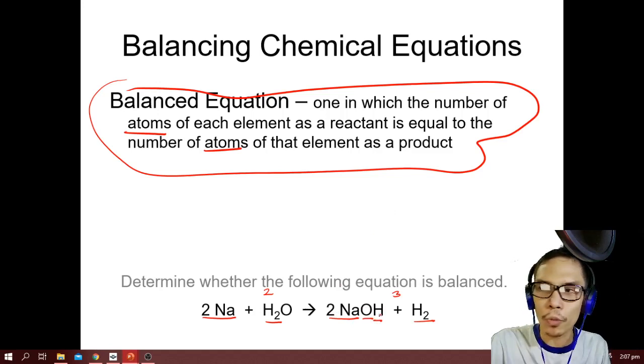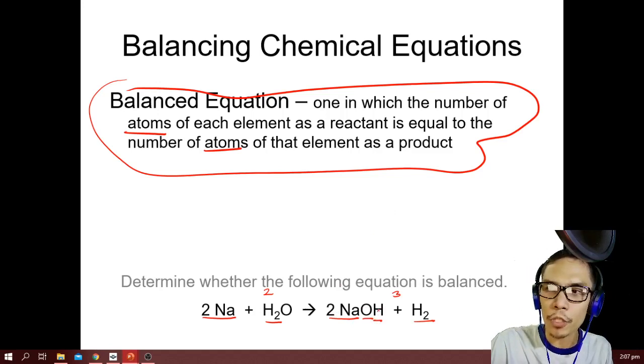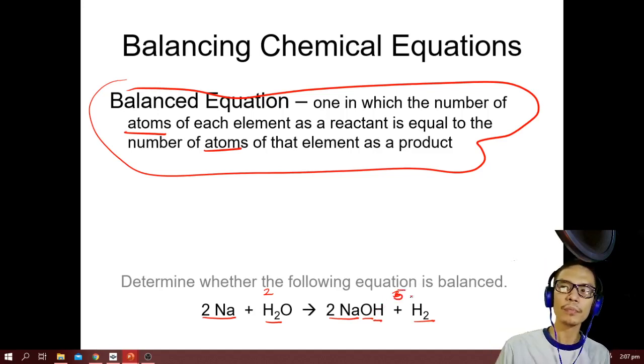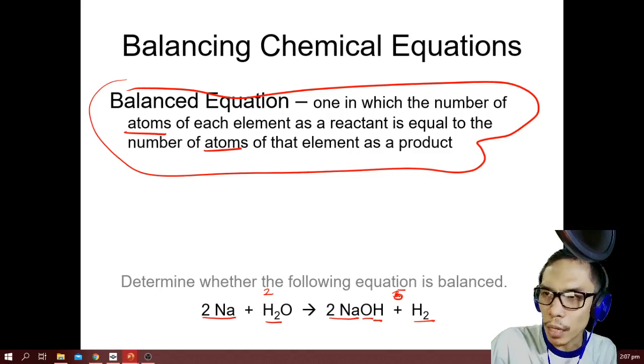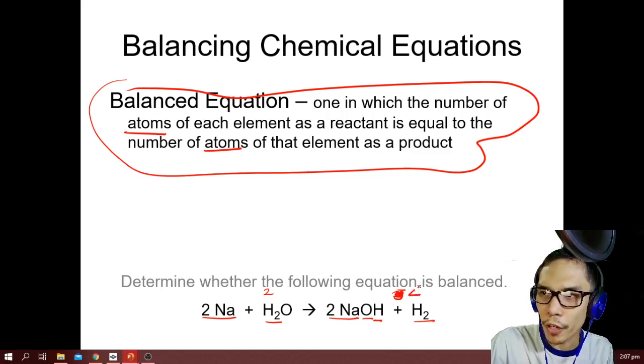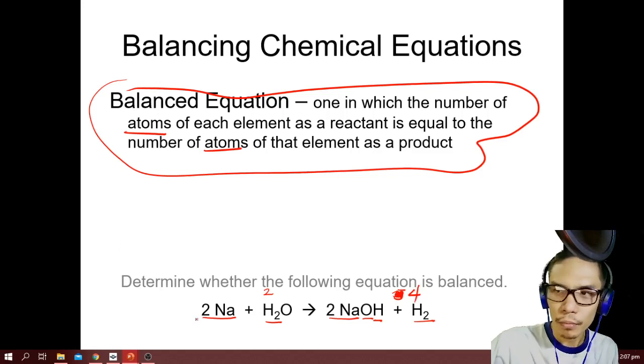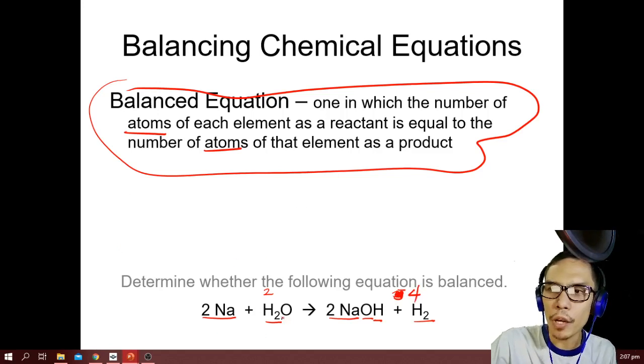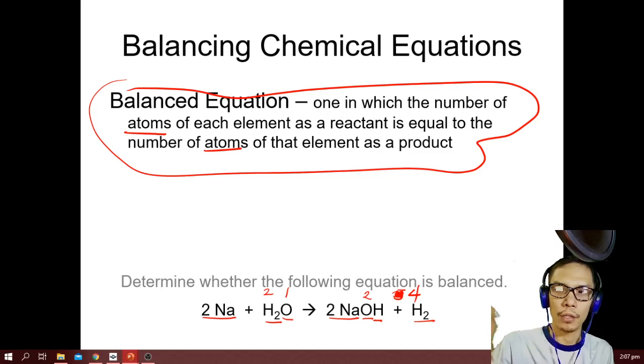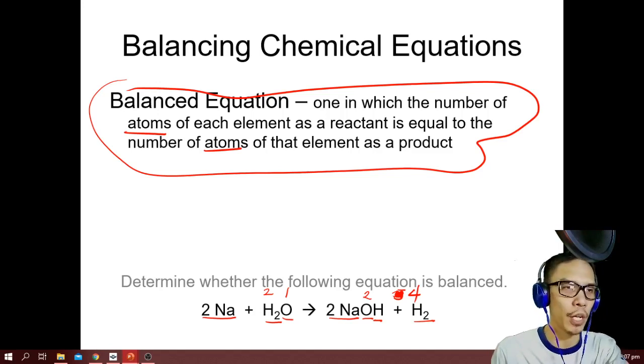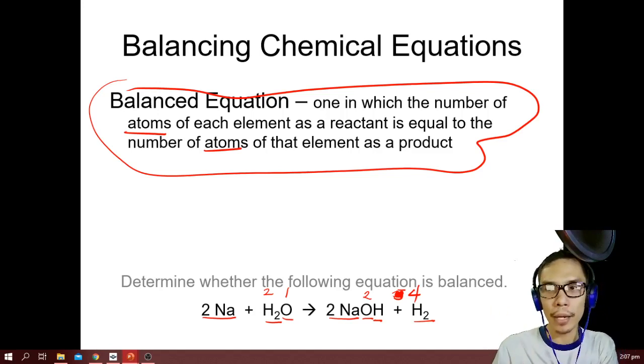Let me clarify that one. So 2 times this one, I have 2 atoms of this hydrogen, so 3 plus 2, 5. Rather 4. 2 plus 2, 4. Yeah, sorry for that. Next one. I have here the oxygen as 1, and I have here the oxygen as 2 times 1. That is 2. Alright, so there's an unbalanced number of oxygen.